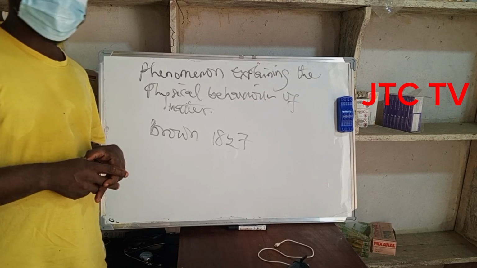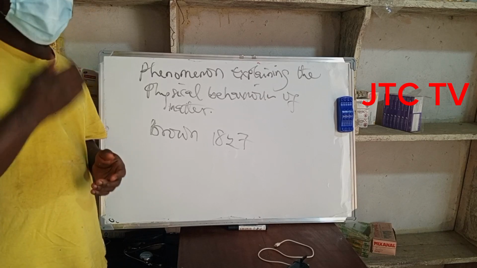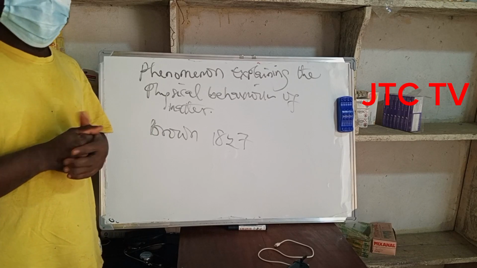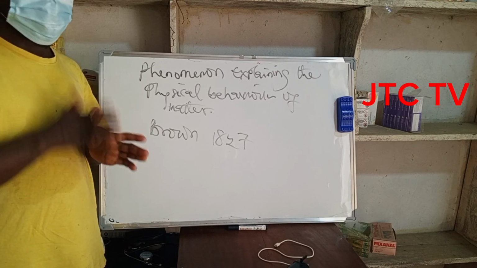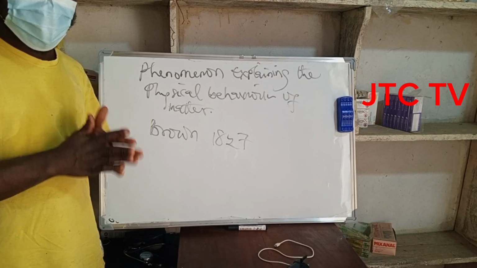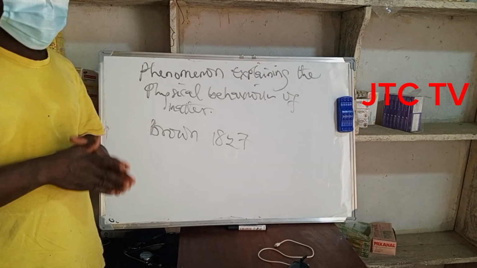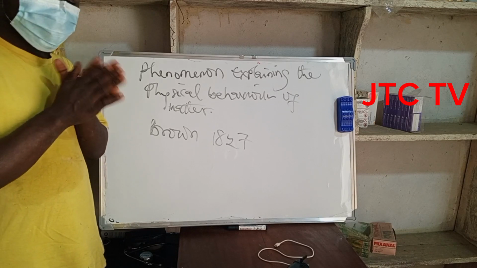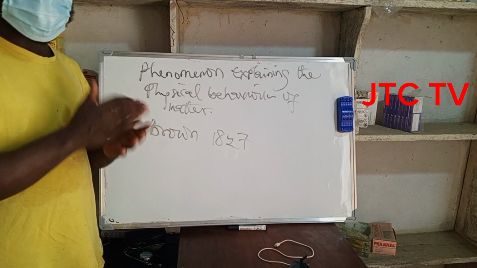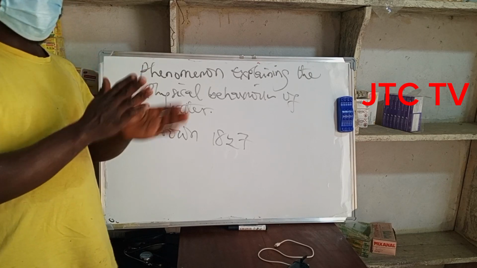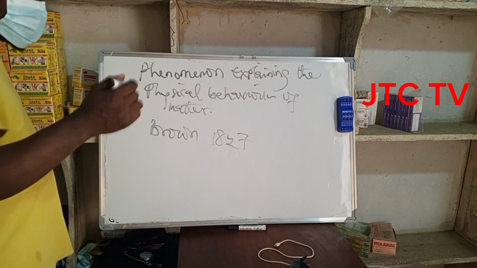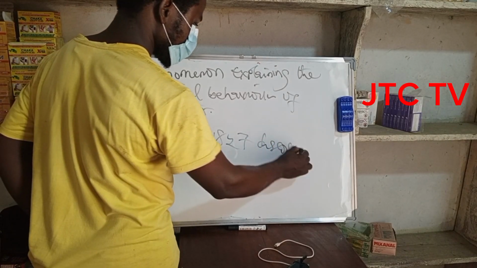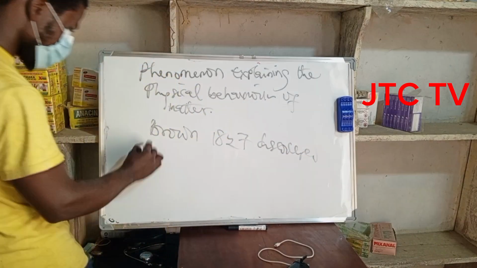He was able to suspend some pollen grains in drops of water under the microscope. So with the help of the microscope, he was able to note that these pollen grains are moving in a zigzag form. Alright? When something is moving in a zigzag form, it's moving in a disorderly manner. Okay? So in a haphazard form. So Brown discovered the Brownian motion.